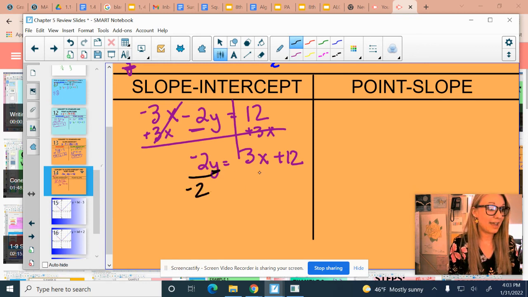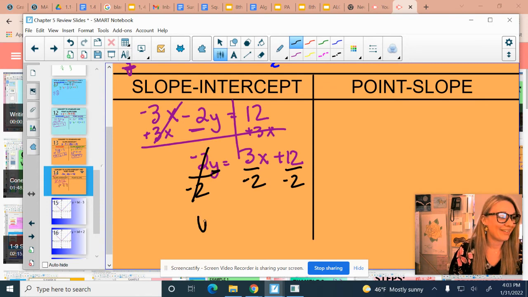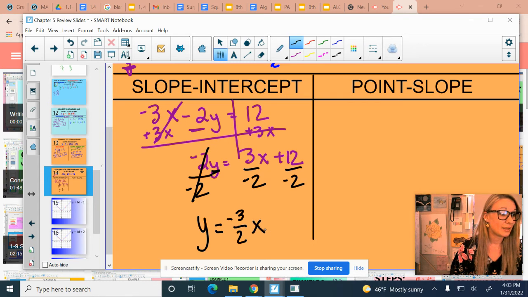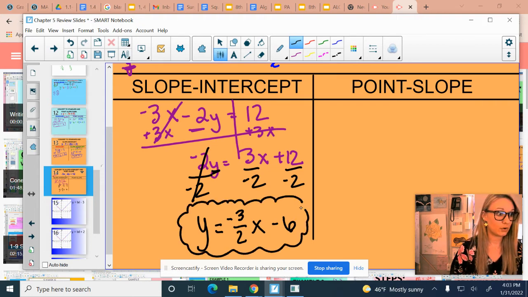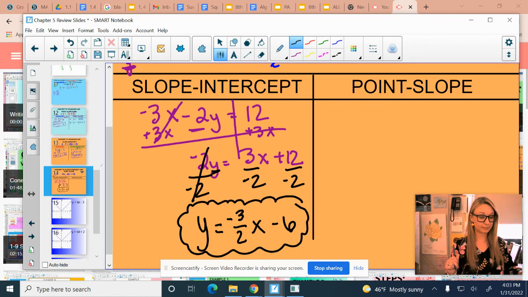We need to divide every single piece by the coefficient of y, -2. So then you've got y here. Now the good news is if you've got 3 over -2, leave it. Just leave it. We're used to that for slopes. It's okay to have fractions. But when you've got 12 divided by a -2, guess what? That's -6. Okay. All right, so I've got it in slope-intercept.